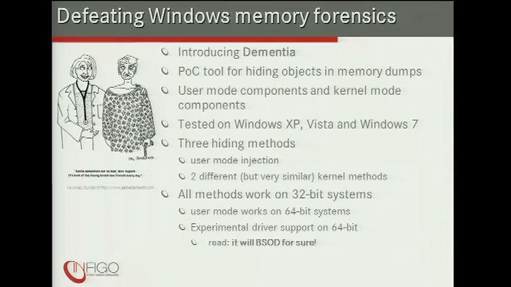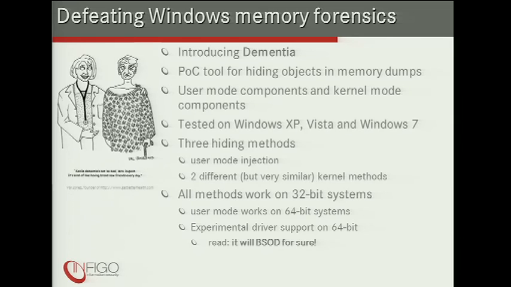Okay, so it's time to introduce my tool. It's called Dementia, and apart from having a really lame name, it's a proof of concept tool for hiding almost arbitrary objects from the memory dump. It has user mode and kernel mode component, and it currently supports 3 methods of hiding. 2 are kernel mode related and 1 is user mode related. I'll talk about them later.